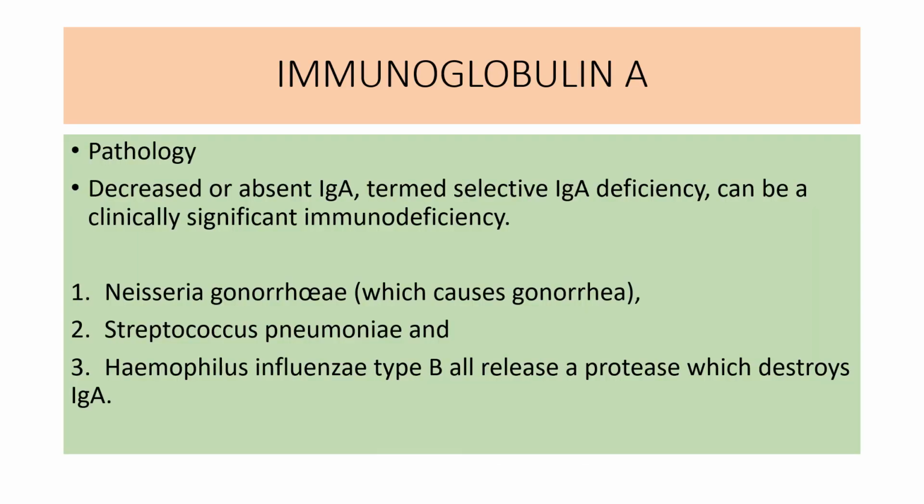Now coming to the pathology part, if there is decreased or absent IgA, it causes significant problems. Neisseria gonorrhoeae, which causes gonorrhea, then Streptococcus pneumoniae, then Haemophilus influenzae type B, all release a protein which destroys IgA. So if these pathogens are present, then there is decreased activity of IgA, which causes severe problems.